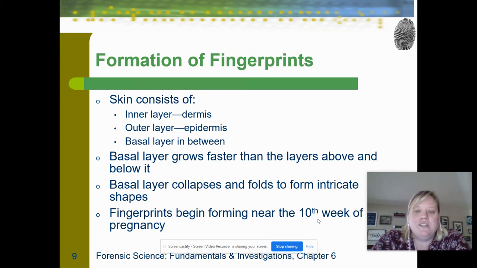And the basal layer actually grows faster than the layers above it. Because it's growing faster, those cells are pulling on the other layers, and it causes it to fold up and form intricate shapes. Fingerprints begin forming in the 10th week of pregnancy. So really, really early on, you developed your fingerprints.